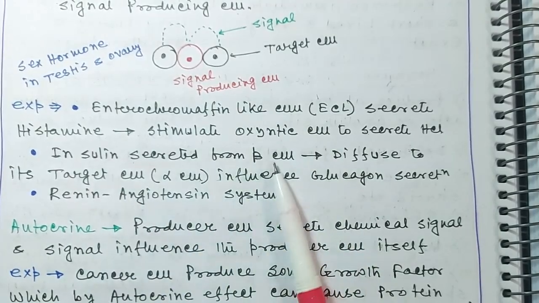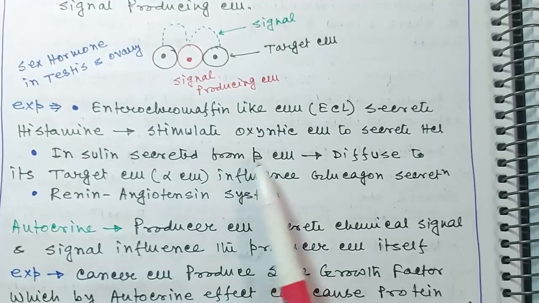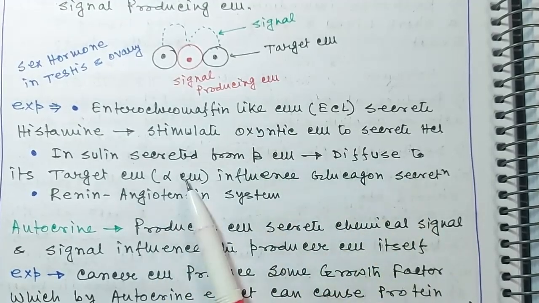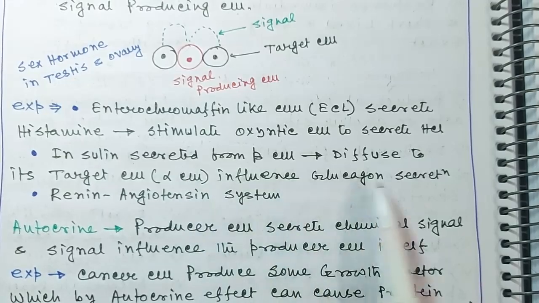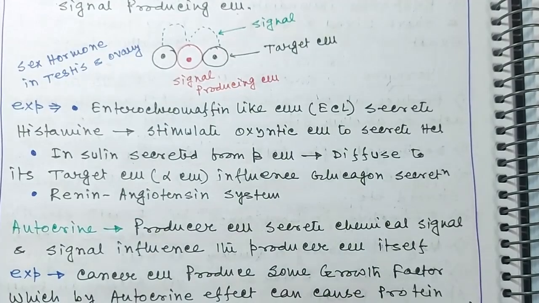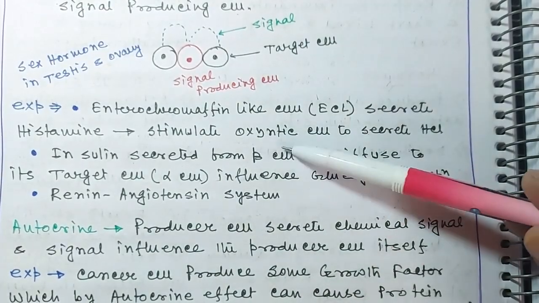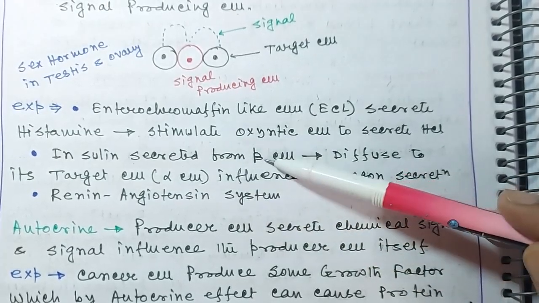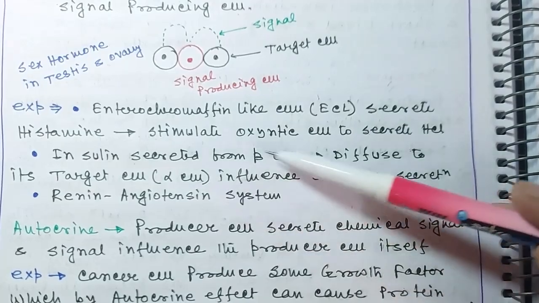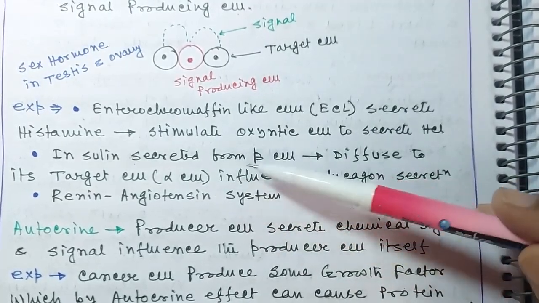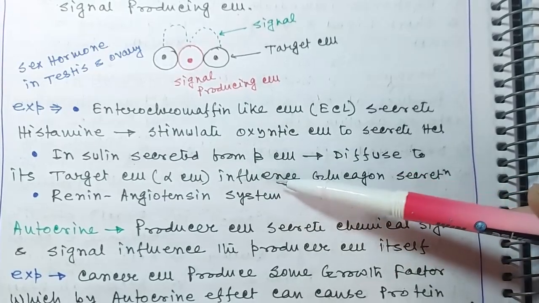And insulin secreted from the beta cell. Insulin is secreted from the beta cell of the pancreas and it diffuses to its target cell, that is the alpha cell, and influences glucagon secretion. In the pancreas, different types of cells are present in the islets of Langerhans. The most important cells are the beta cell and the alpha cell. From the beta cell insulin is secreted, and from the alpha cell glucagon is secreted. These two cells remain very close to each other.